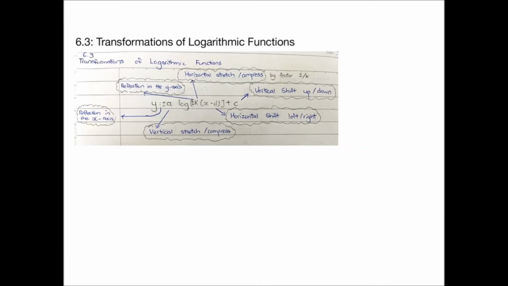Good morning, everyone. I'm Chankahao from Period 3 Advanced Function class. Now, I'm going to talk about Chapter 6.3, Transformations of Logarithmic Functions. As you can see from the function above, positive, negative is the reflection in the x-axis, and A is the vertical stretch or compress. Positive and negative after the log is the reflection in the y-axis horizontally, and K is the horizontal stretch or compress. And C is the vertical shift up or down.